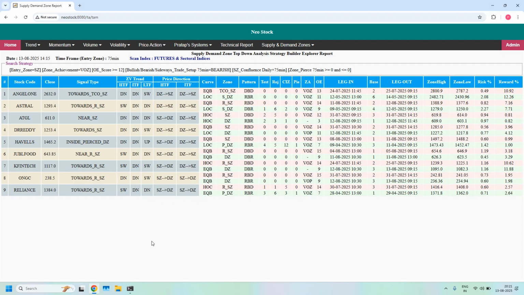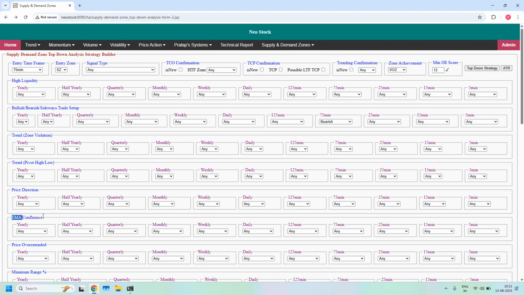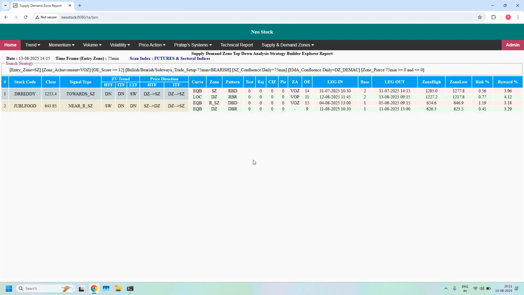So let's further filter with daily supply zone with daily EMA confluence. So 2 stocks are filtered. That way, these 2 75 minute supply zones might be having more high probability to get success, provided lesson 20 checklist items are satisfied. Otherwise, zones might be violated.